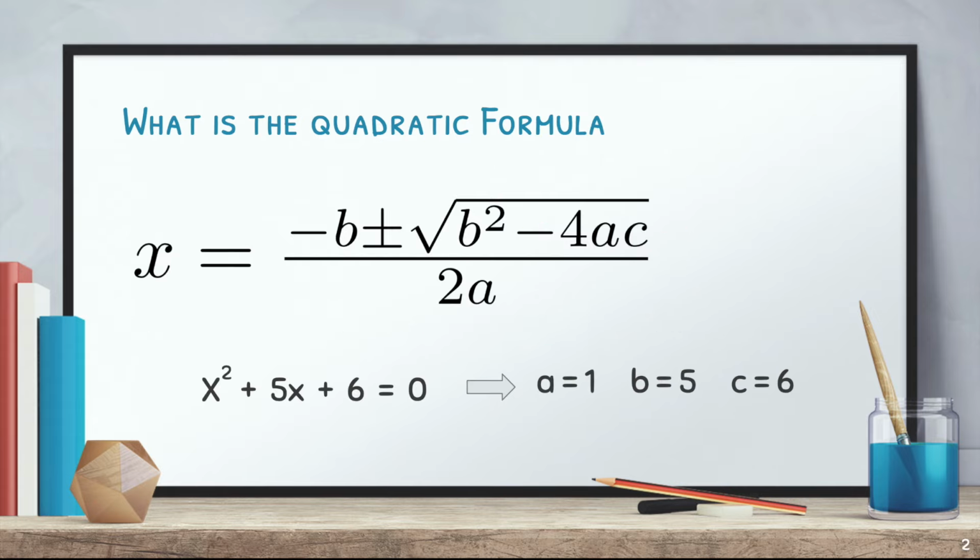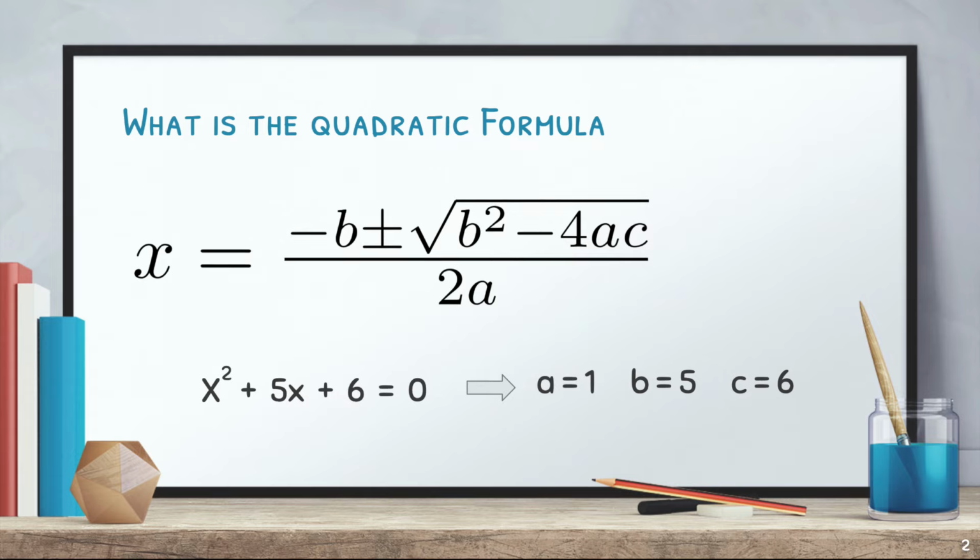So, the quadratic formula is like a special tool in math that helps us solve tricky equations called quadratic equations. As you can see listed on the whiteboard, the quadratic formula is x equals negative b plus or minus the square root of b squared minus 4ac all over 2a. It's kind of like a secret code that helps us find the values of x that make the equation equal to 0. It might look complicated, but don't worry. We'll break it down step by step and make it super easy to understand.